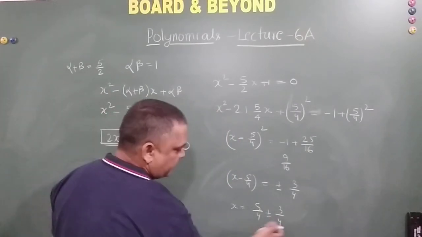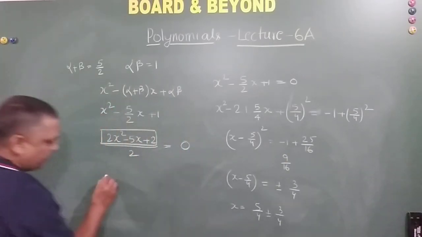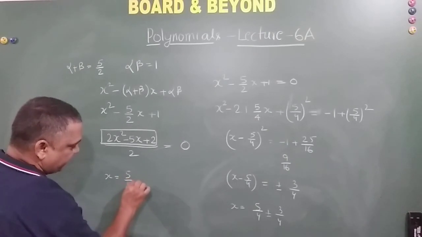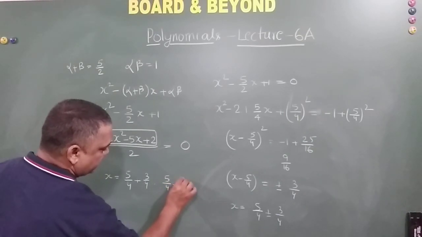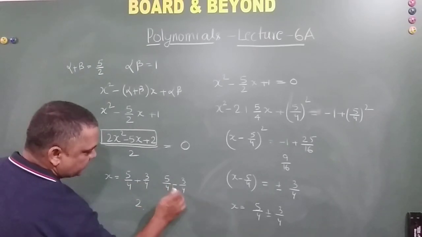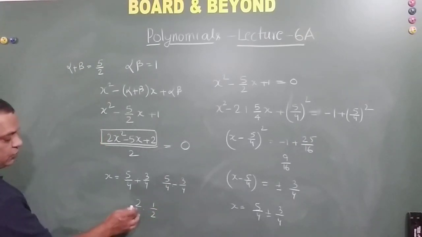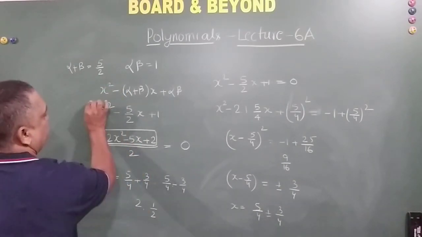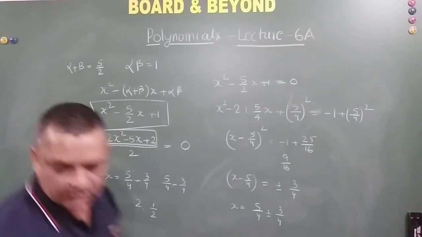Okay. So taking 4 as an LCM. Okay. So one of the roots will be x is equal to 5 by 4 plus 3 by 4 and 5 by 4 minus 3 by 4. So this becomes 8 by 4 which is equal to 2. This becomes 2 by 4 which is equal to half. So 2 and half are the two solutions for this quadratic. 2 and half. Okay. Let us quickly verify.